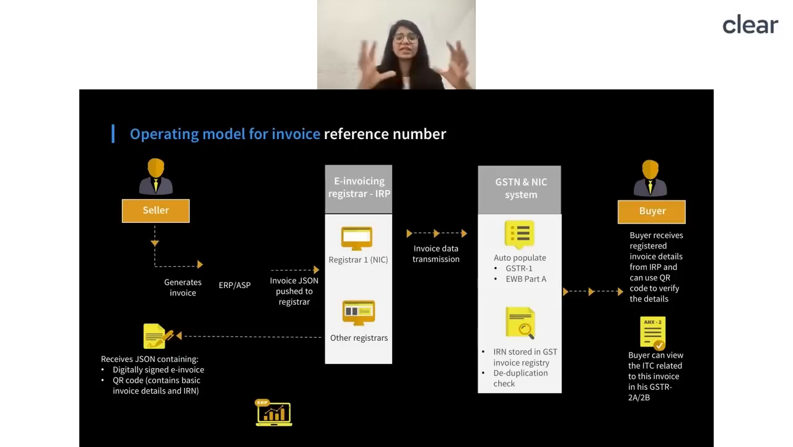So this is how the exact process will be. There would be a seller who will be generating the invoice. He will be sending the GST payload. The IRP will do certain kinds of validation. Then they will push back this information, and we have to again understand that this has to be done on a real time basis.